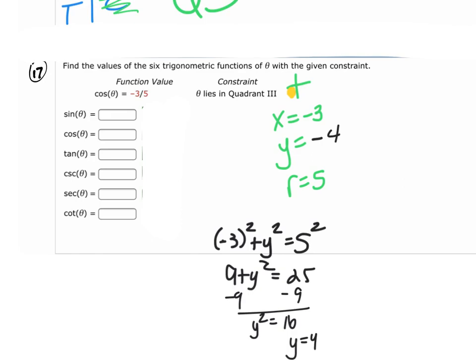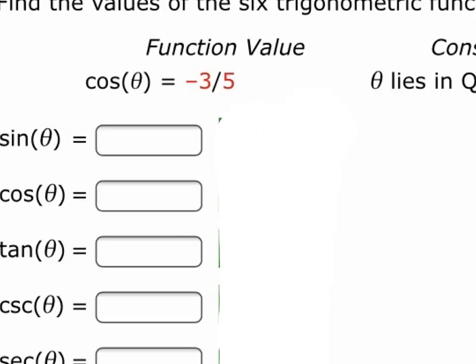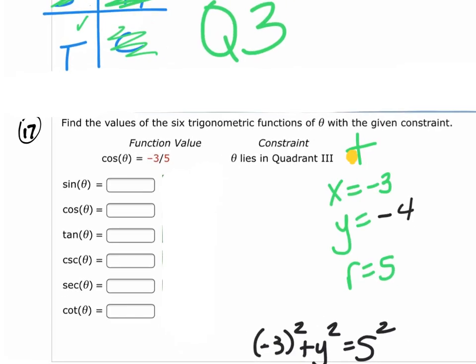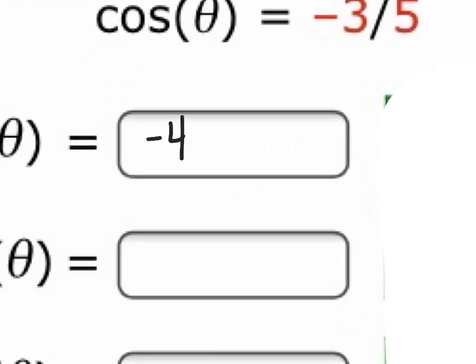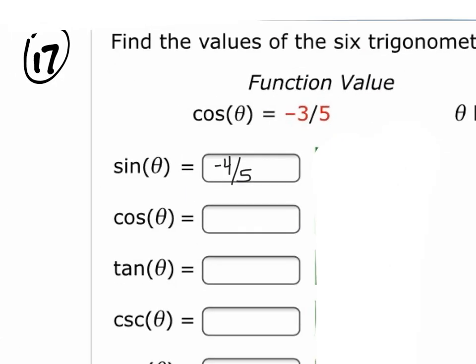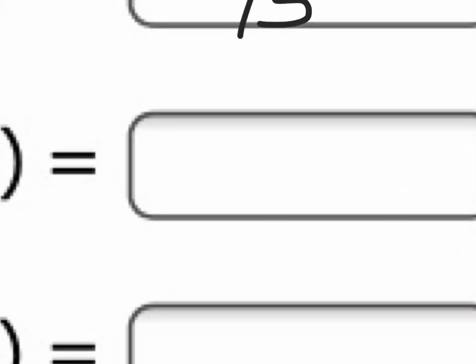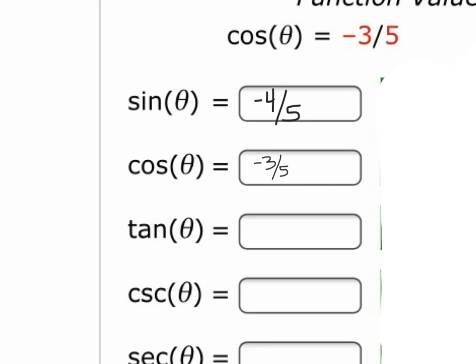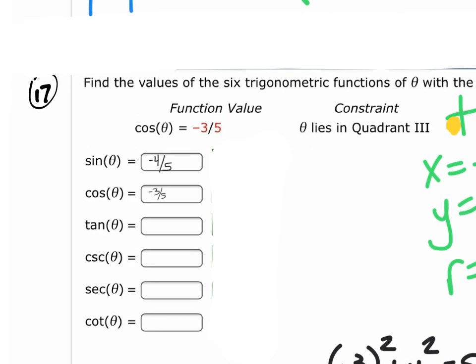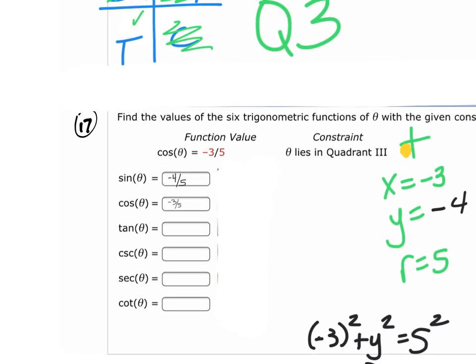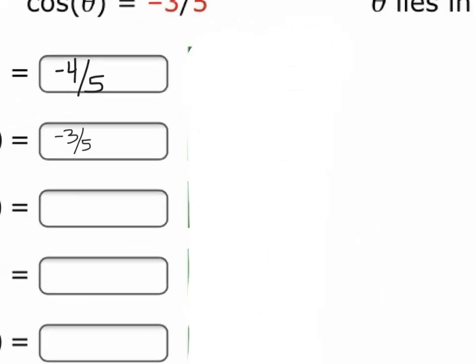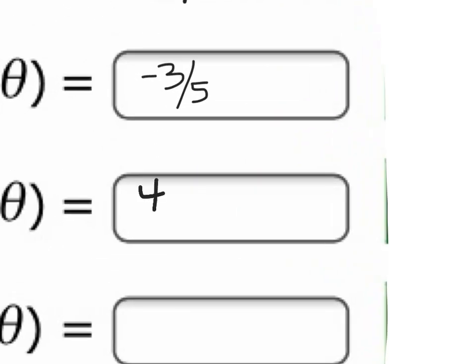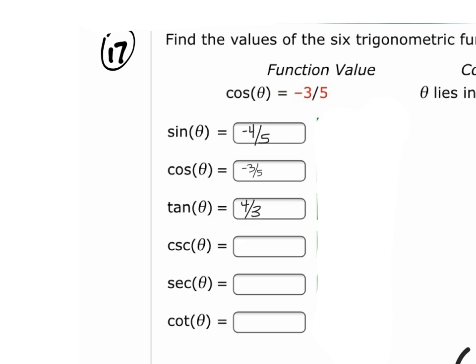So now when you do your trig functions, it's easy. Sine is what over what again? Y over r. So negative 4 over 5. Yep. Cosine is what? X over r, negative 3/5. Tangent is what? Y over x, so negative 4 over negative 3, which is 4 over 3. Always have to simplify.